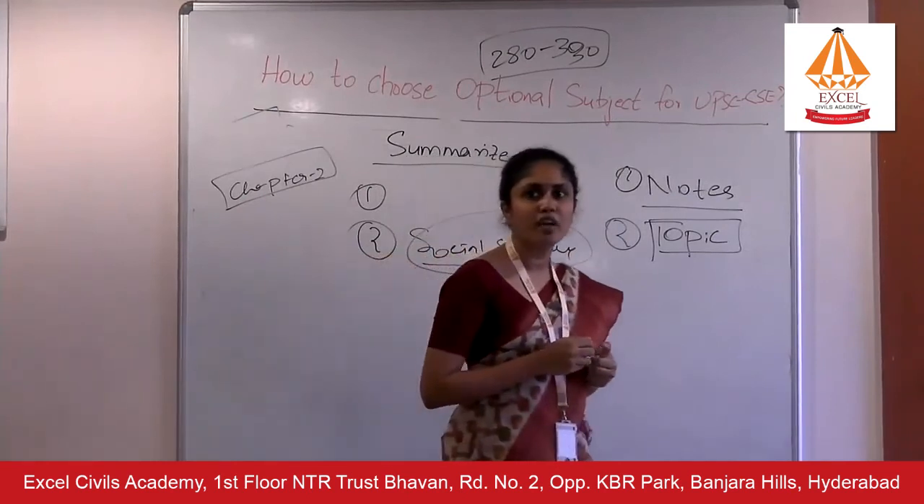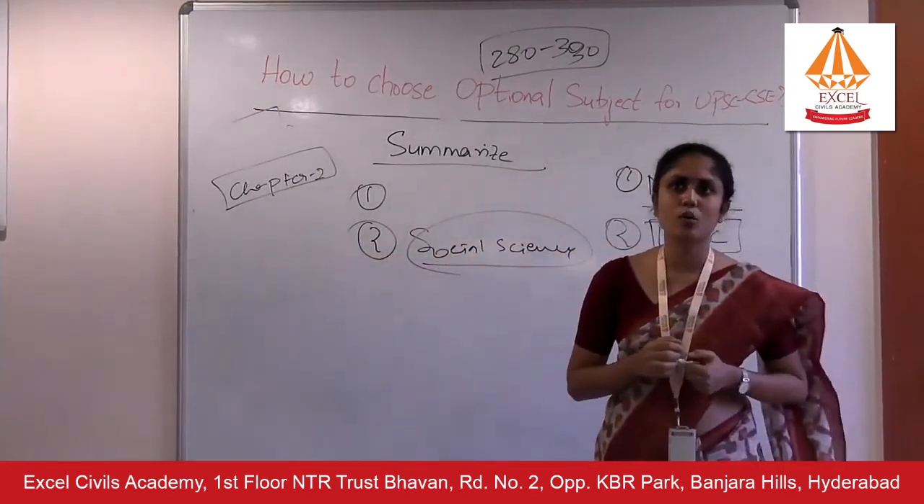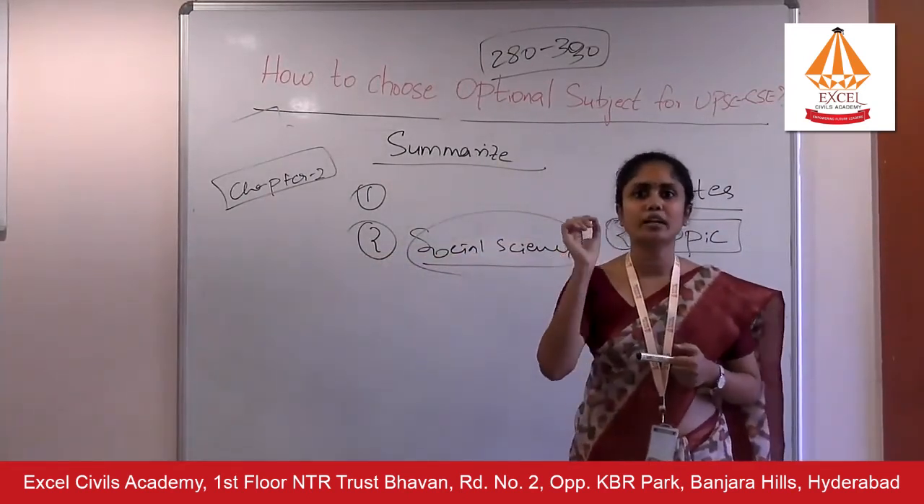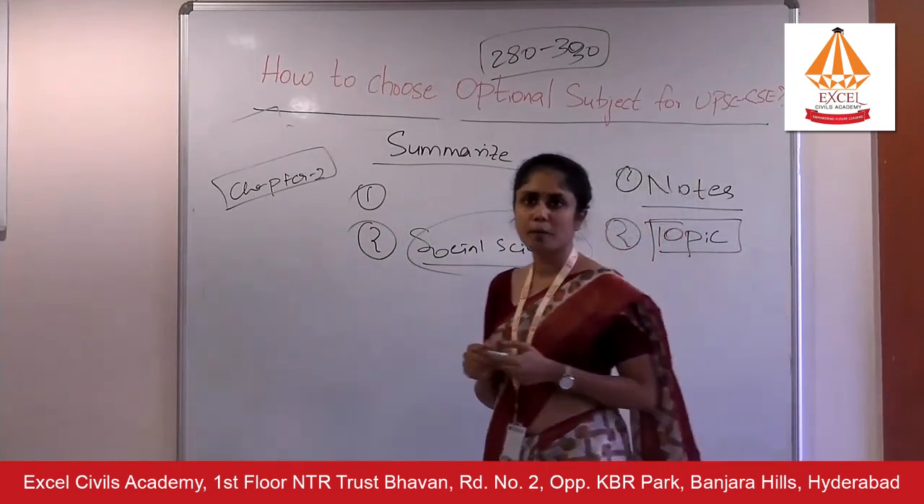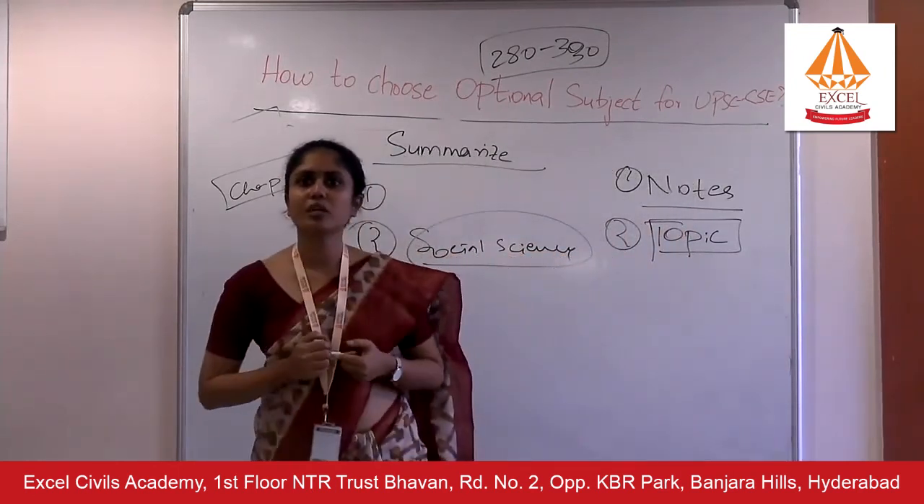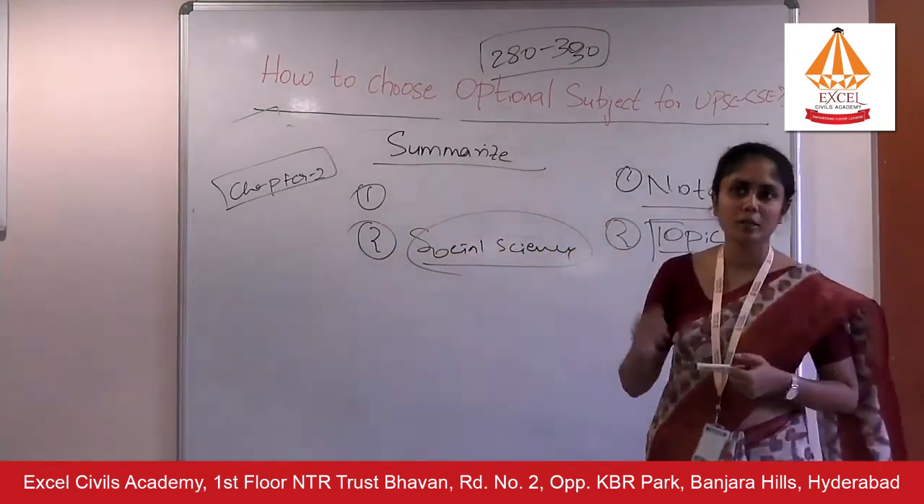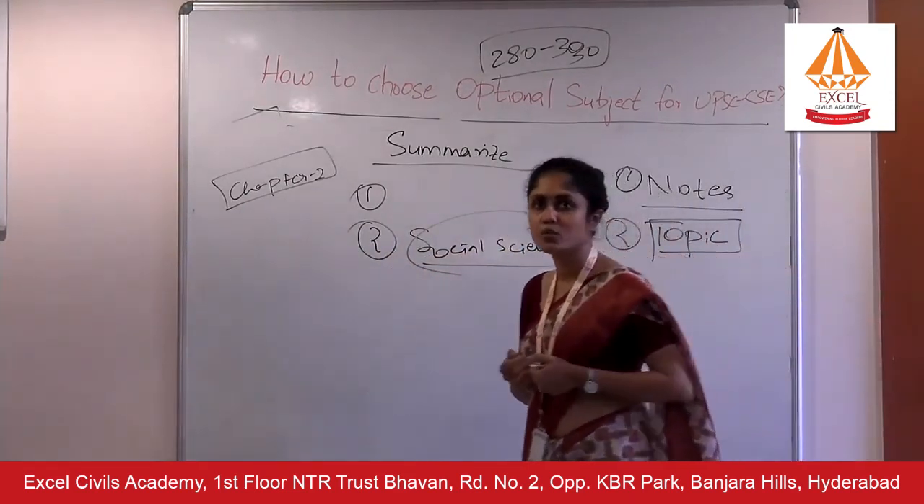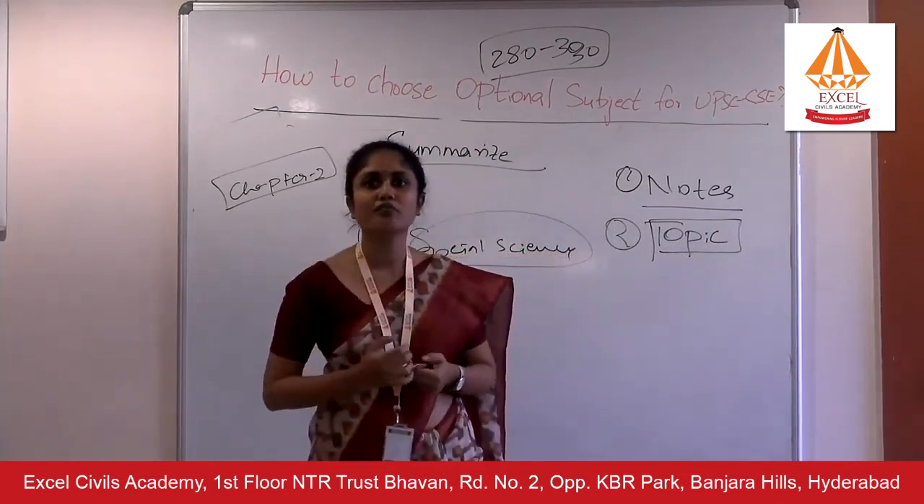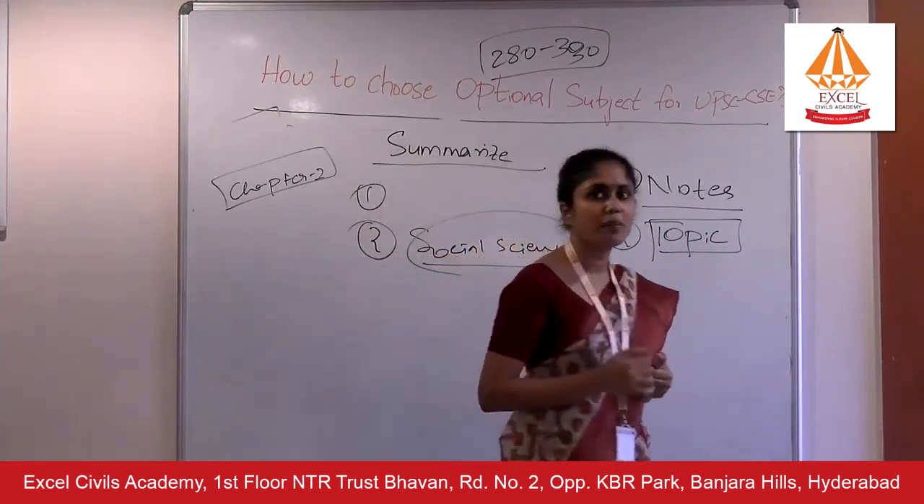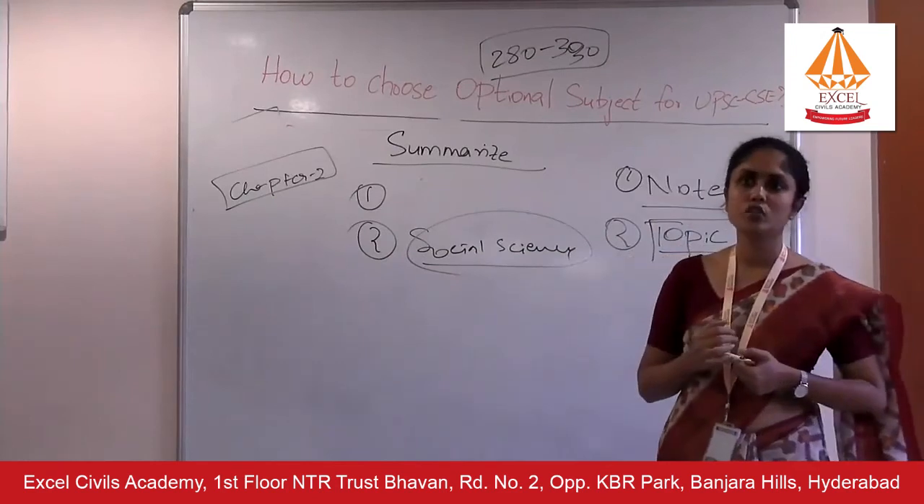What you have to aim for in your optional subjects is to score 300 plus marks, right? In your essay paper, you have to aim for 150 marks. In your ethics paper, you have to aim for 110 to 120 marks. Or if you get more than that, that is well and good. But this is what you have to aim for. You need to score very high marks in your essay, ethics, as well as optionals, right?